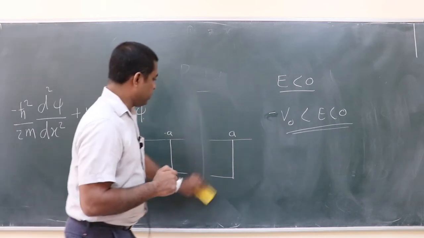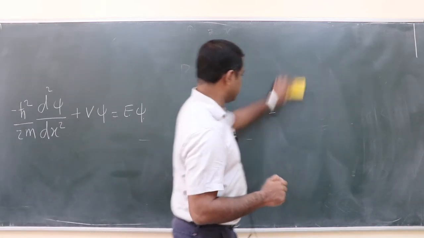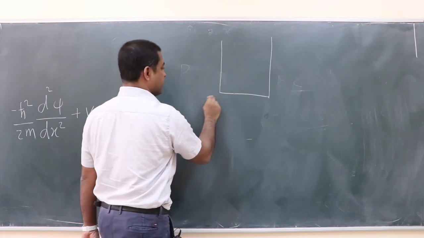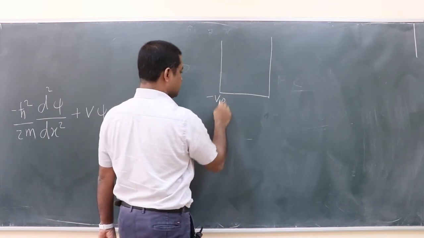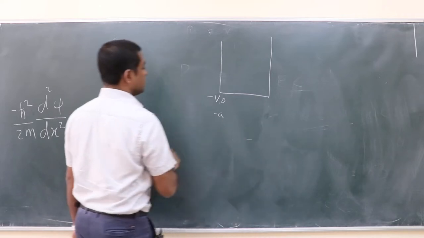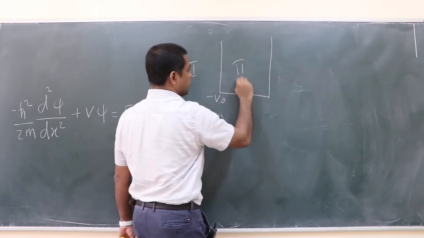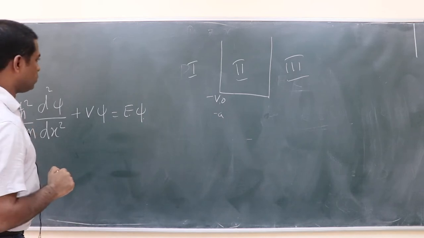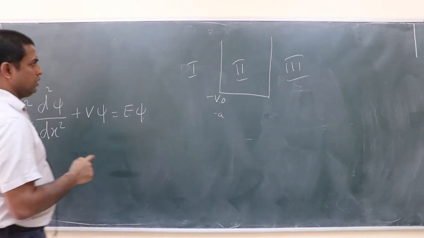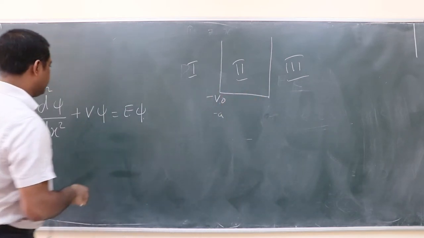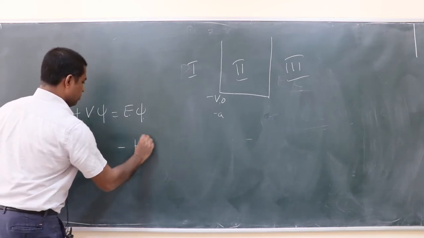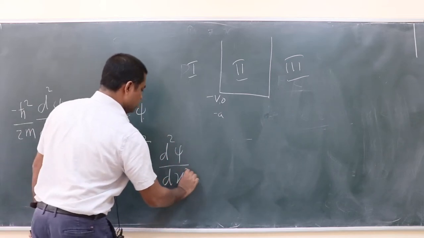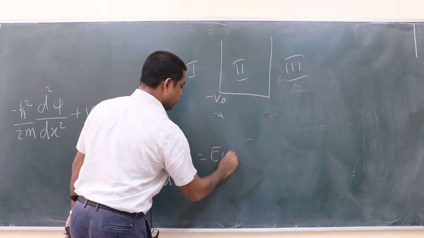Okay, so now we'll divide this into three areas. This is minus V0, and this is minus A and this is plus A. Okay, so that is clear. So this is the first, second and third area. And what should be the Schrodinger equation here and here? In those cases the Schrodinger equation will be minus h cross square by 2m d square psi by dx square, because the potential is 0, equal to E psi.